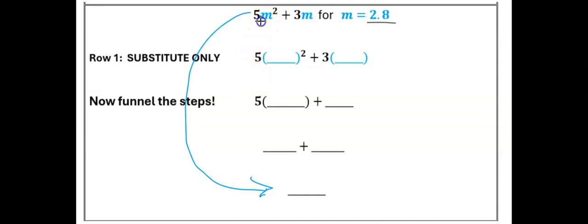So the first step before you do anything else is to substitute and do no math, just like we've been doing all along. So we're going to take this 2.8 and we're just going to substitute it in wherever there's an m, and there's 2 spots. So the first step, you do no computing, just like we've been doing in the previous examples. You just plug in the 2.8 wherever there's an m, and it's in 2 spots. And everything else just comes down around it. 5 times m, so it's 5 times 2.8 squared plus 3 times 2.8.